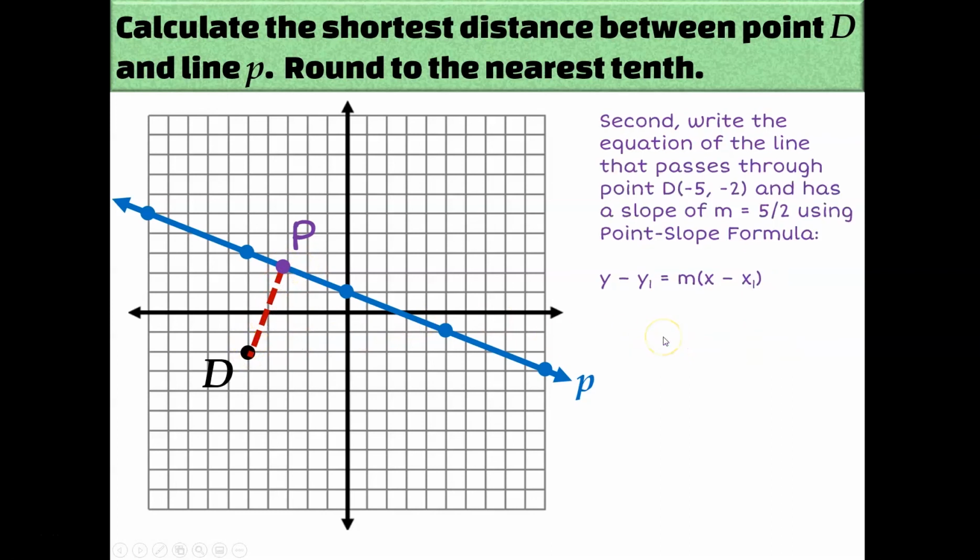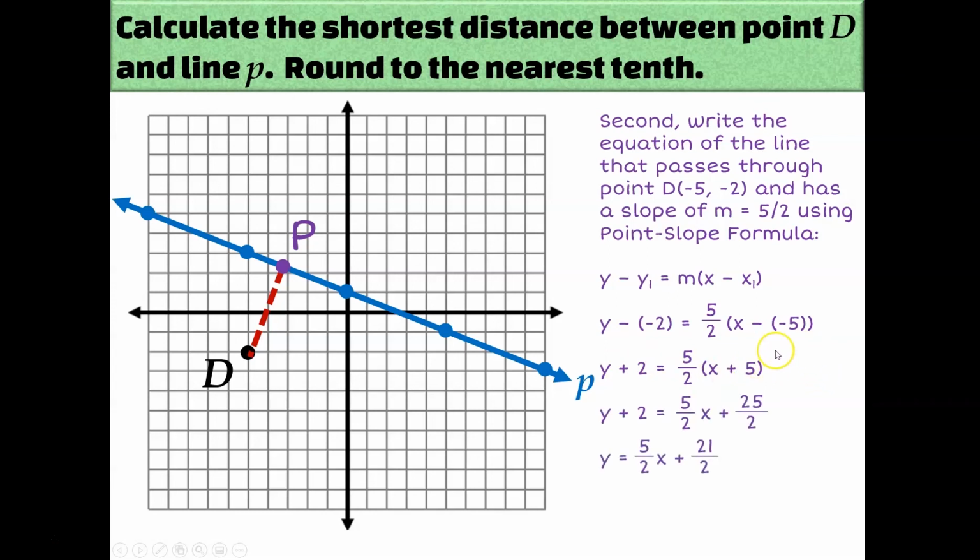Alright, now I need to know the equation of line DP. In order to do that, we'll use the point-slope formula. D is the point negative 5, negative 2, and the slope of this line is positive 5/2. So I'm just going to plug all of those numbers into their appropriate places in this formula. Do a little simplifying because I don't like this minus minus stuff. I'll make it a plus. Then I'll distribute. And it gets kind of ugly, but this is the equation of line DP.